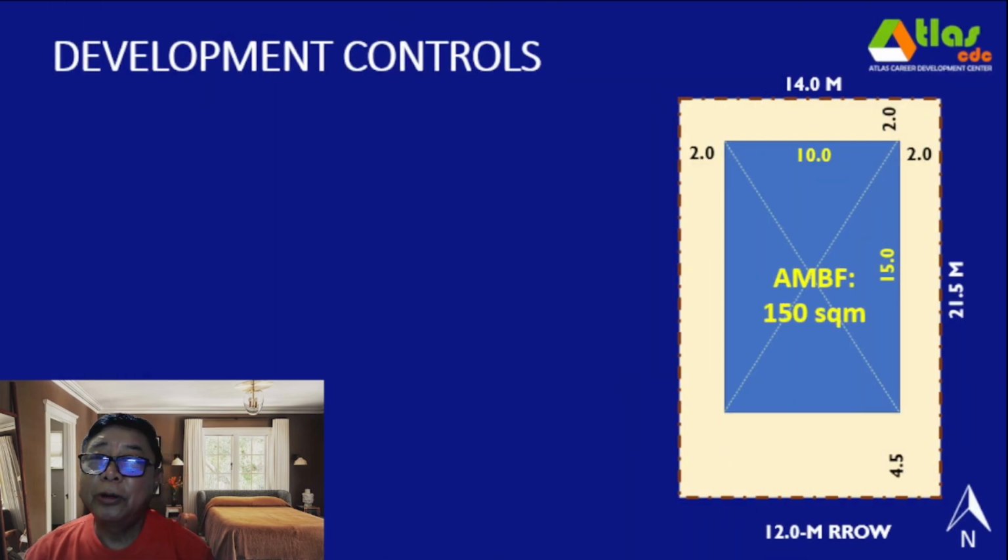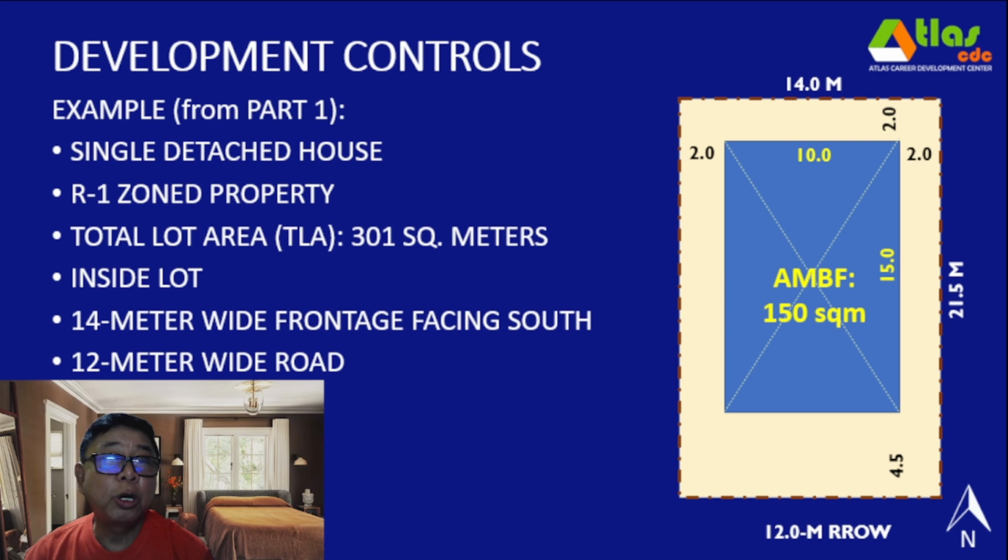So for our example, we are going to use the one from our part 1, which is the single detached house in an R1 zone property with a total lot area of 301 square meters. So it is an inside lot with a 14-meter wide frontage facing south to a 12-meter wide road.